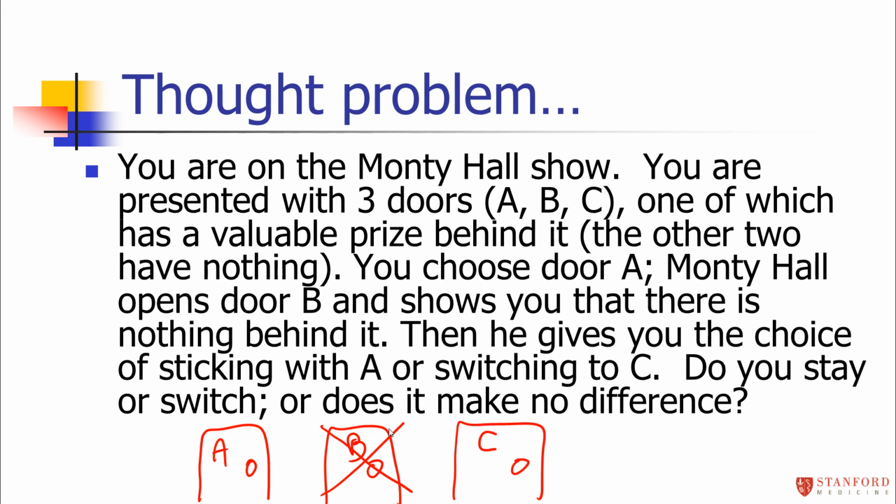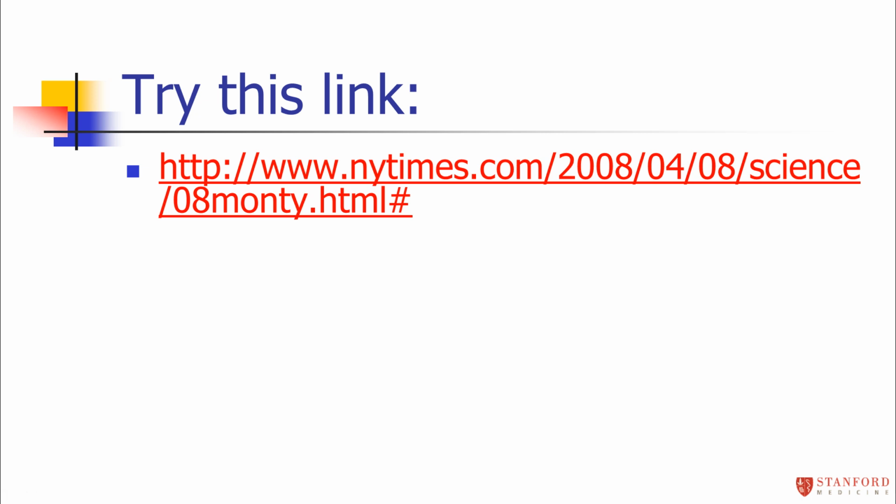Again, this is counterintuitive for most people, but it's a conditional probability problem because information is being added to the problem by Monty Hall. If you want to read more about this, the New York Times put together a little interactive graphic that helps you understand the Monty Hall problem. I'm giving you the link here if you want to do more on this problem.